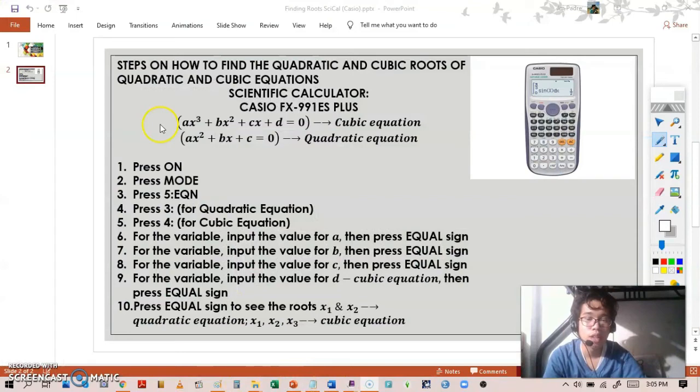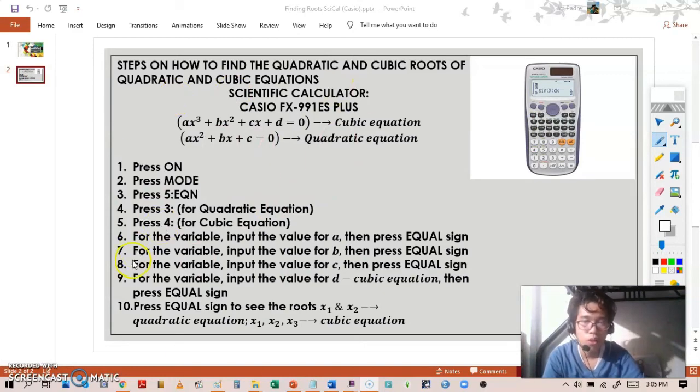These are the steps on how to find the quadratic and cubic roots of a function of any equation on a scientific calculator. And the scientific calculator that we're using is the Casio FX-991ES Plus.